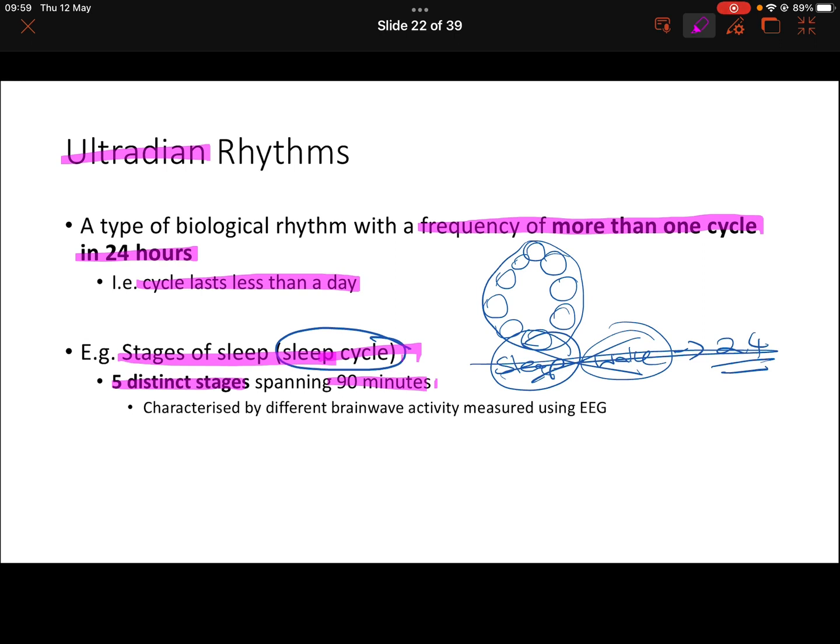It is characterized by different brainwave activity measured by EEG, but we can also measure this through EMG, electromyogram, looking at muscles and how tense or relaxed they are, EOG, electrooculogram, looking at eye movements, and ECG, looking at heart rate, which all tell us information about those distinct stages of sleep.